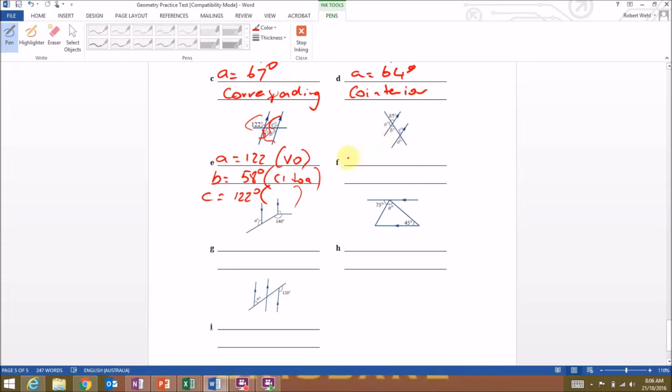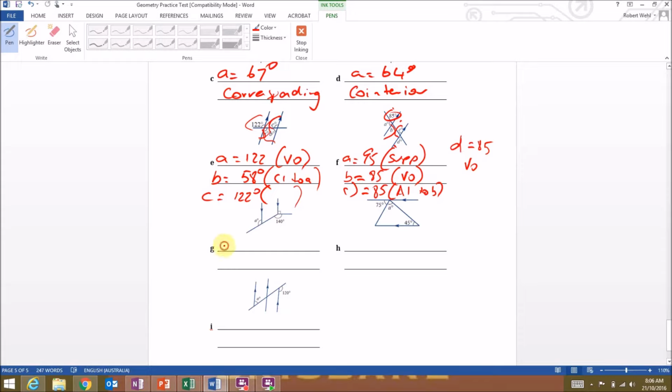This one, once again, a lot of working out here. So A is 95 degrees because it is supplementary to 85. B is 85 because it is vertically opposite to 85. C is 85 because it is alternate to B. D is 85 because it is vertically opposite C. Okay, so that's those ones.